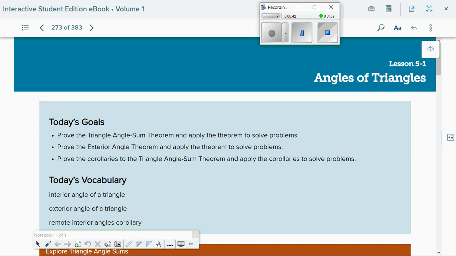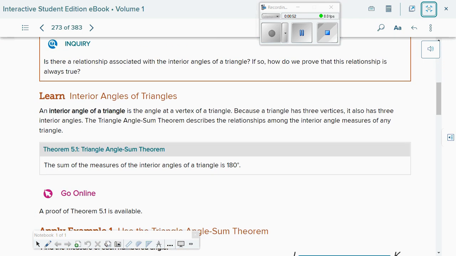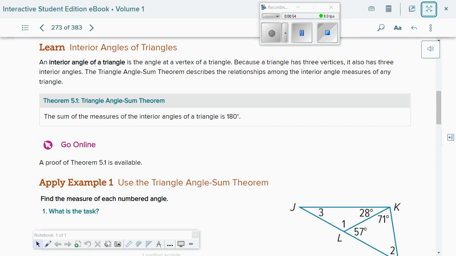Today we're going to look at some vocab. We're looking at different types of angles in a triangle. There are some rules that you've probably heard, and we've talked about them already. We're going to make sure we've got them down as we go forward, okay?